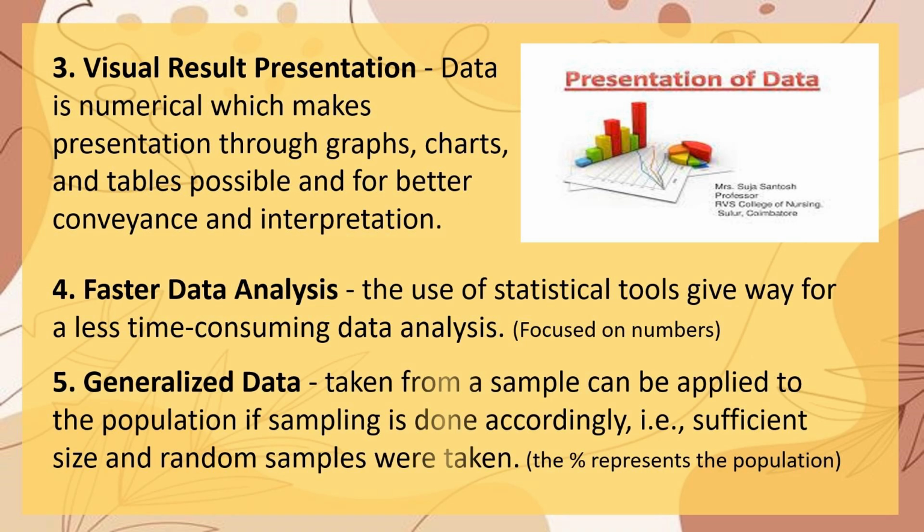Number 5 is generalized data. Data taken from the sample can be applied to the population if sampling is done accordingly, i.e., sufficient size and random samples were taken. Generalized data in quantitative research refers to findings that can be applied beyond the specific sample studied to a larger population. This generalization is achieved through careful sampling methods, ensuring that the sample is representative of the broader group. However, to confidently generalize, researchers must ensure that the sample size is adequate, the data is reliable, and statistical tests support the validity of the conclusions.